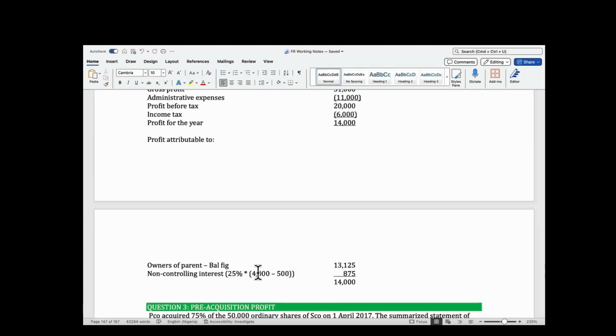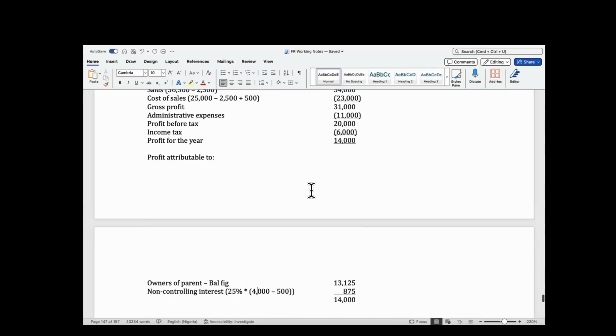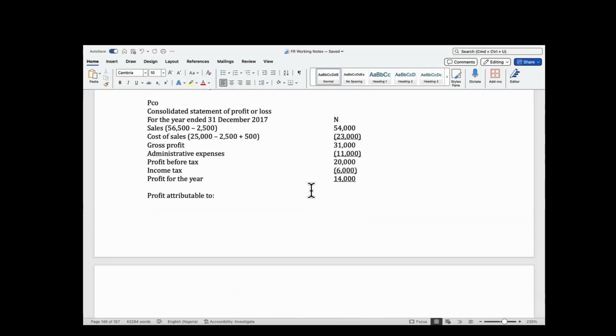To my best knowledge, in the first part we added the 500 to eliminate it, so now in this place we are minusing it. Okay, good. This one is plus, that one is minus.